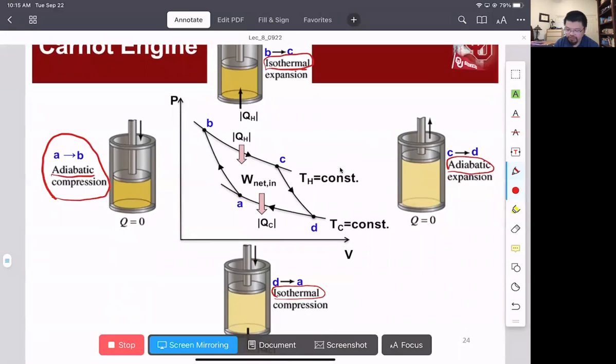So now if you try to think about the general, let's say general heat engine.